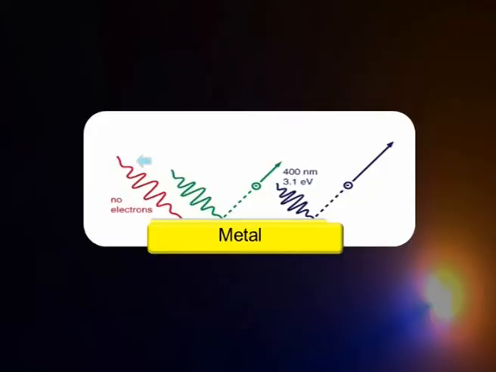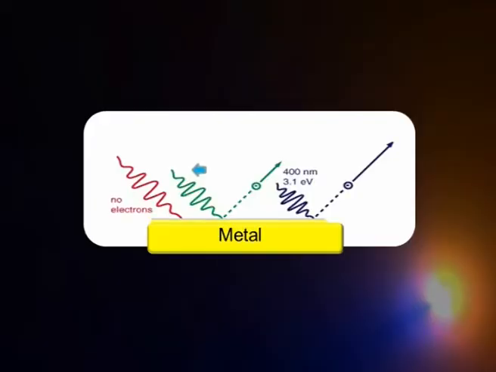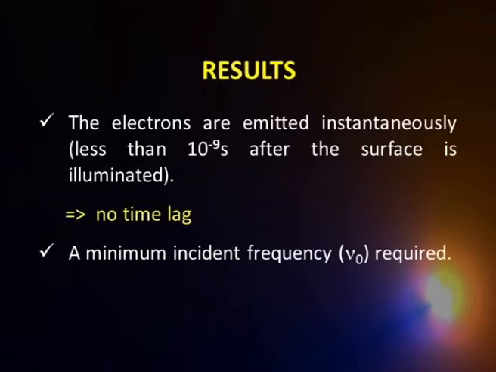The second observation was that if I throw light of a certain low frequency, we find that there is no electron coming out. I increase the frequency slightly, and still there is no current. Increase the frequency further, and okay, now the current starts coming. That means the metal needs a certain minimum frequency of radiation for electrons to be emitted from there.